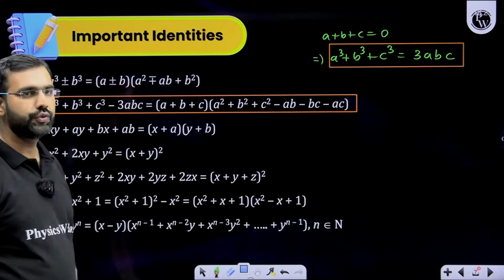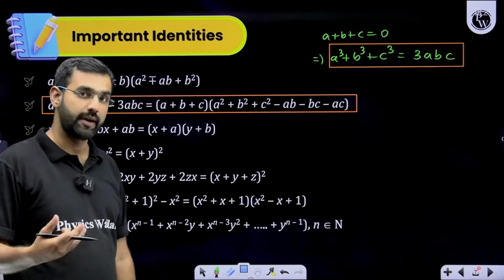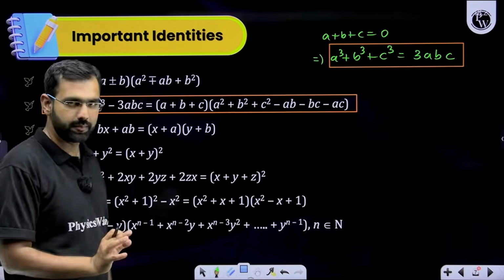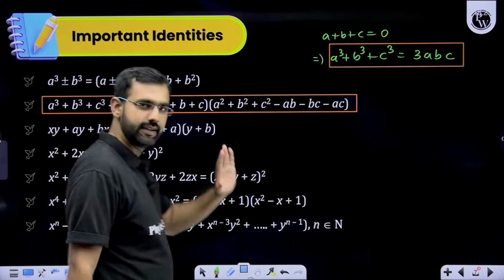No, 1 by 2 is not multiplied. 1 by 2, Sudarshan, is multiplied when you do one thing. Which thing? Let me help you with that. This identity is absolutely correct.